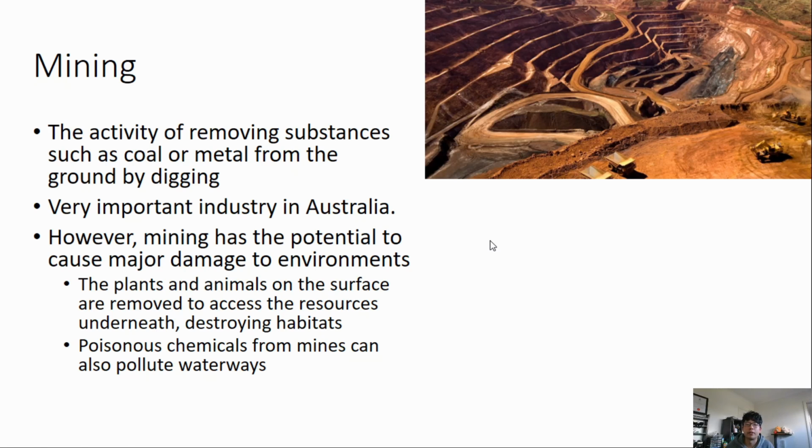So our next major industry is mining, and this is the activity of removing substances such as coal or metal from the ground by digging. This is a very big industry in Australia. However, mining has a potential to cause major damage to environments. This is because the plants and animals on the surface are removed to access the resources underneath, which ultimately destroys habitats, and poisonous chemicals from mines can also pollute waterways.